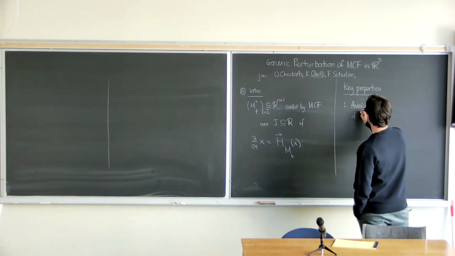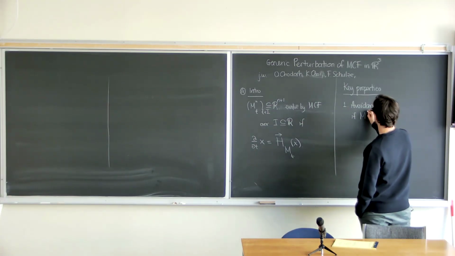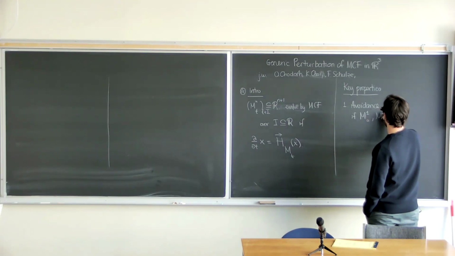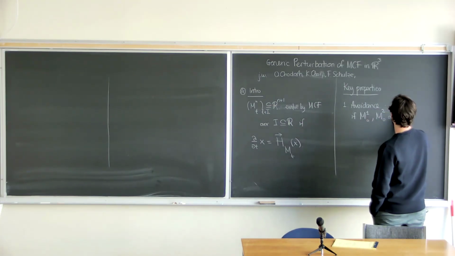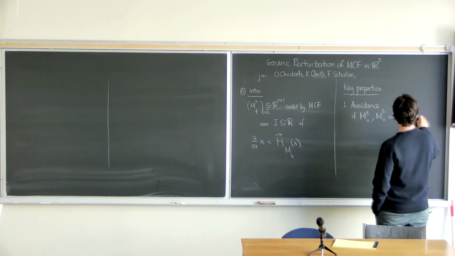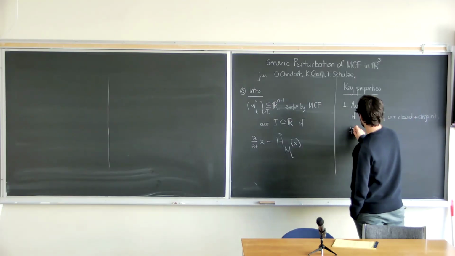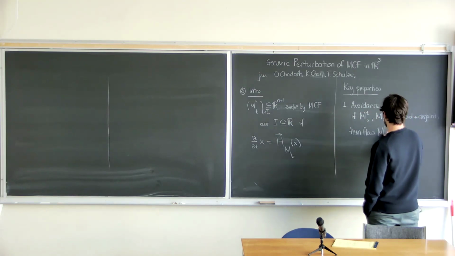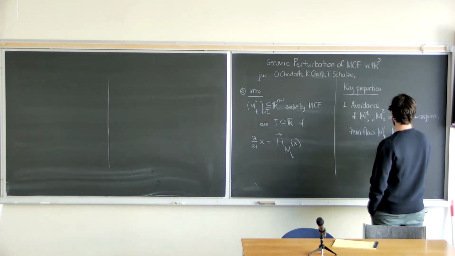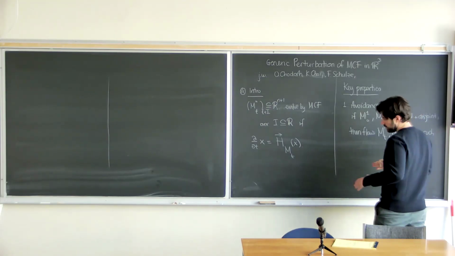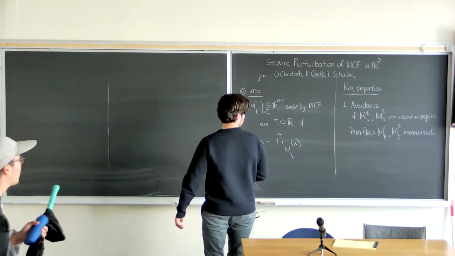So if M_1,0 and M_2,0 are closed and disjoint, then the flows remain such. Okay, so two disjoint things initially remain disjoint.